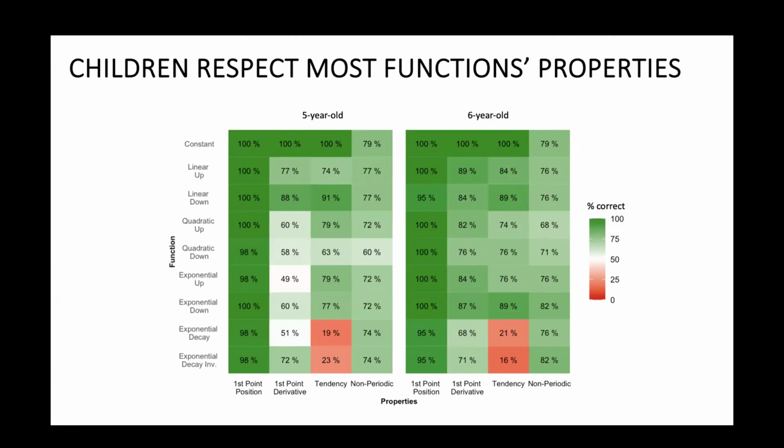You can see that most children, except for the exponential decays, can correctly infer the general tendency of the pattern, which means whether it is increasing or decreasing, and the non-periodic nature of the pattern, which means that most of them were correctly prolonging the pattern without using a periodic pattern.